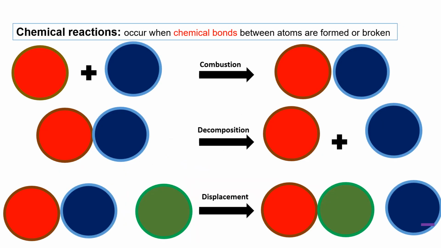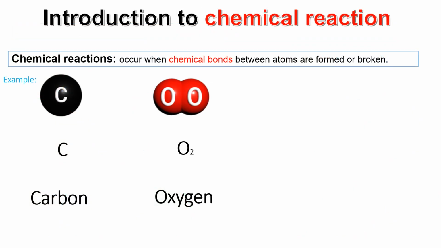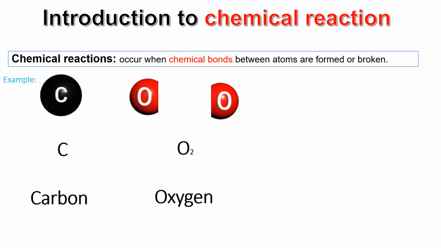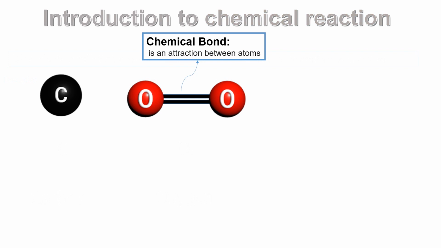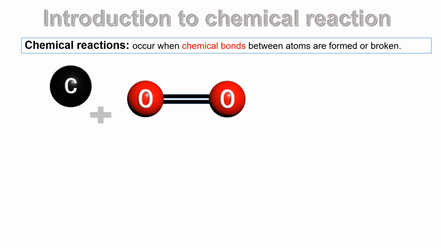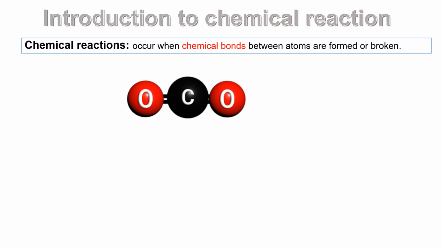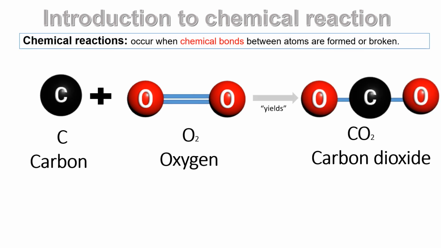A chemical reaction is a chemical change in which one or more substances are destroyed and one or more new substances are created. For example, carbon and oxygen. When the bonds between atoms are rearranged, a chemical reaction takes place. A new substance or substances form.